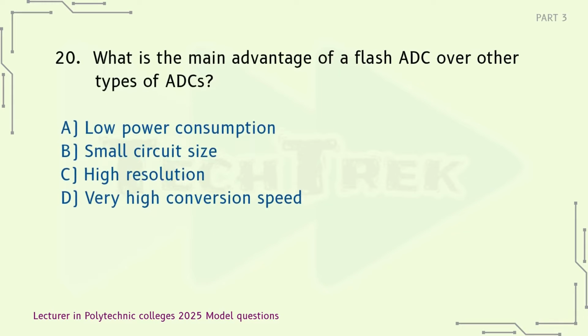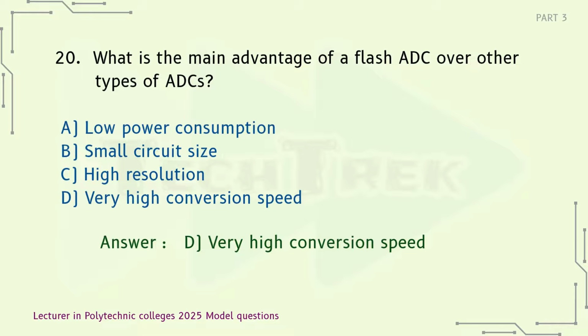What is the main advantage of a flash ADC over other types of ADCs? A. Low power consumption. B. Small circuit size. C. High resolution. D. Very high conversion speed. Correct answer is option D. Very high conversion speed.